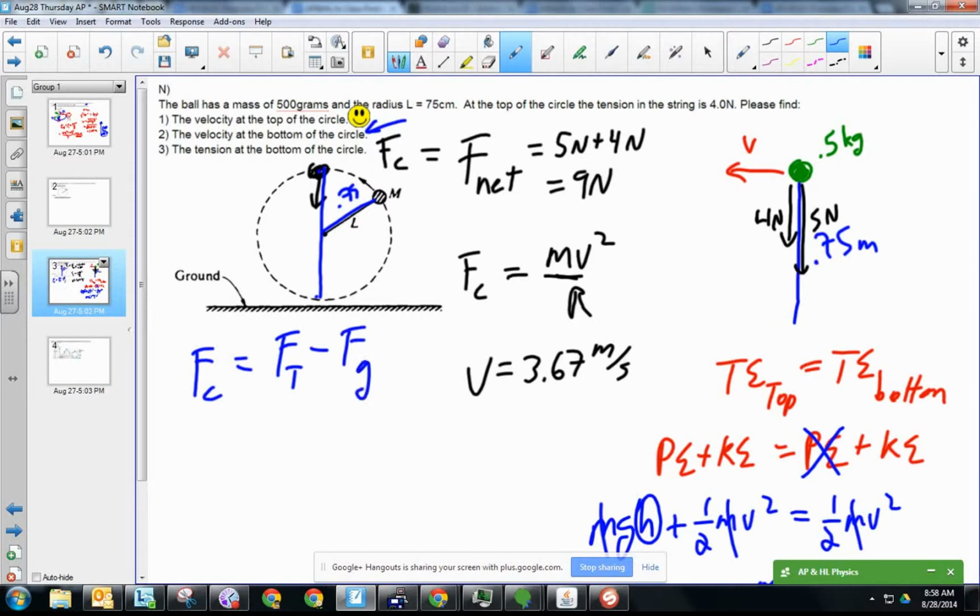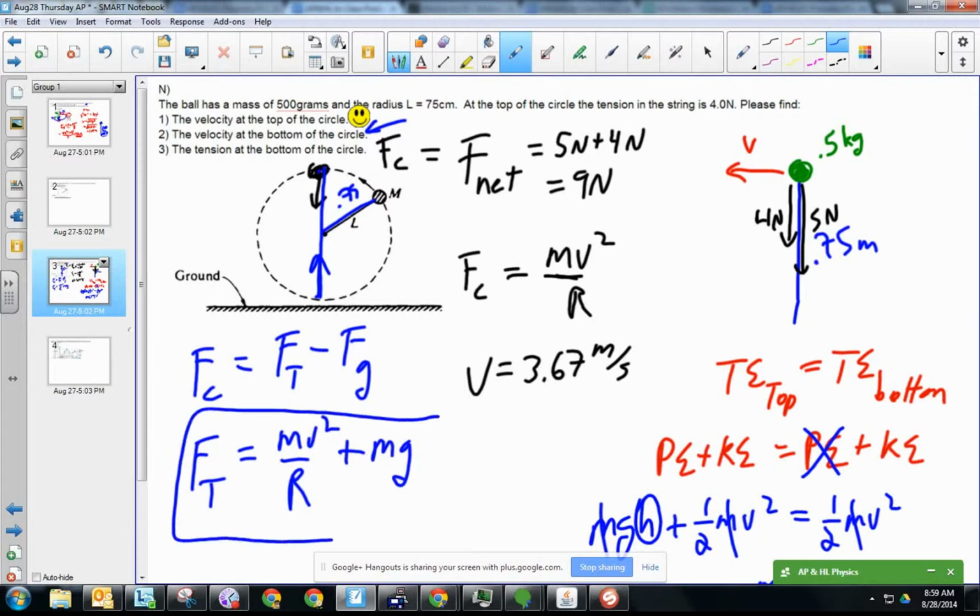And so what that means is that the tension, or if it was a loop-the-loop problem with cars, it'd be the normal force, but we're going to say tension here since it's a rope that's pulling up on it, is going to be mv squared over r plus mg. This is what we're going to need to do at the bottom. So take a second and see what you get for the force of tension there.